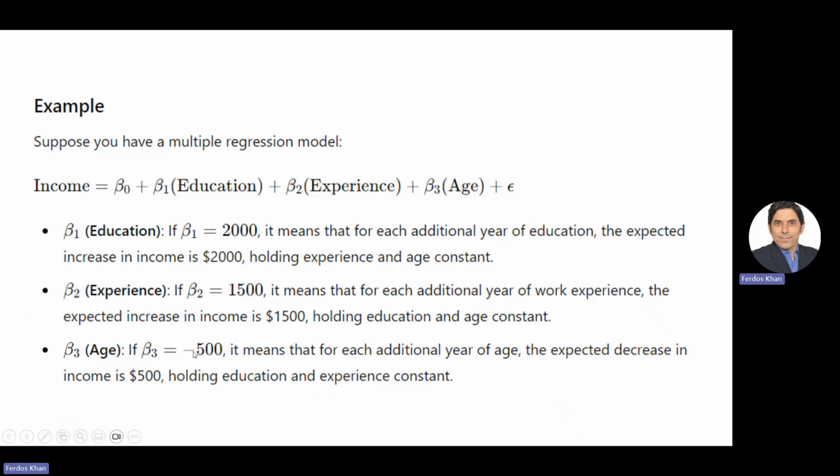And beta 3 is age. If beta 3 is equal to minus 500, it means that for each additional year of age, the expected decrease in income is $500, holding education and experience constant. So beta 3 has a negative sign. This means that when age is increasing, your expected income is decreasing by $500 a year, holding the other two variables constant.